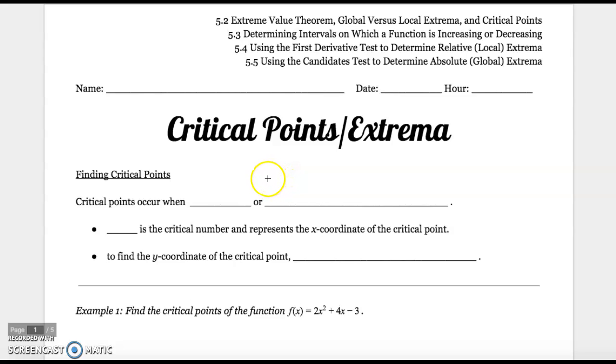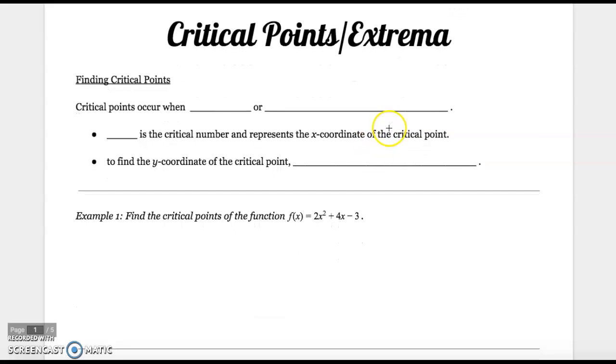All right, we are going to go over critical points and extrema. Extrema is just a collection of minima and maxima, so a minimum value or point and a maximum value or point. The collection of those are called extrema. So first, in order to find minimum and maximum values and points, we need to be able to identify what a critical point is first.